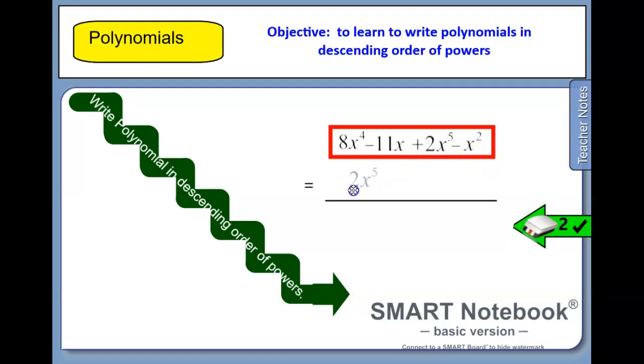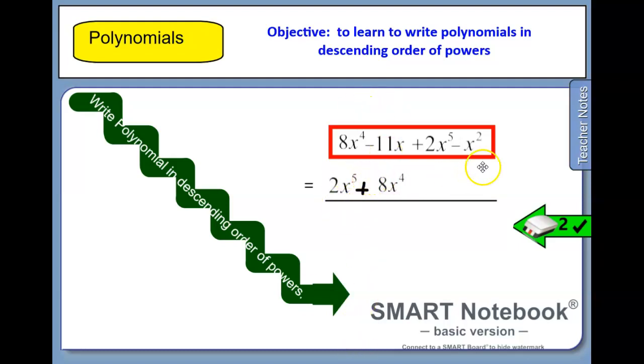So the highest power that I have is 2x to the fifth. The next power that I have is 8x to the fourth. The x to the fourth is my next power. And you'll notice that the sign in front of the 8x to the fourth is positive. So I'm going to keep this as an addition problem.